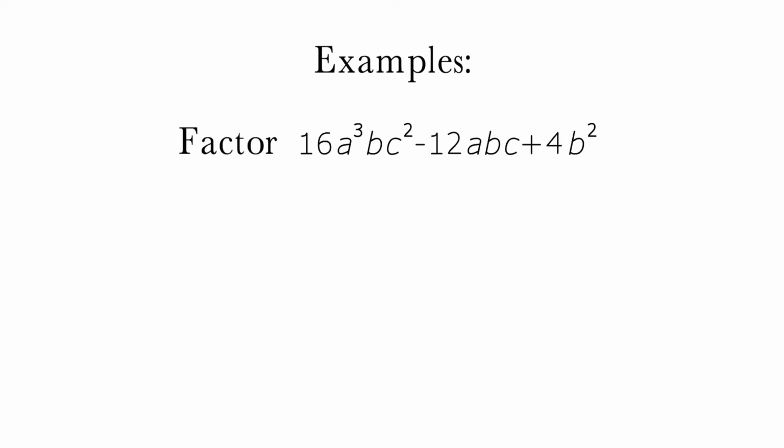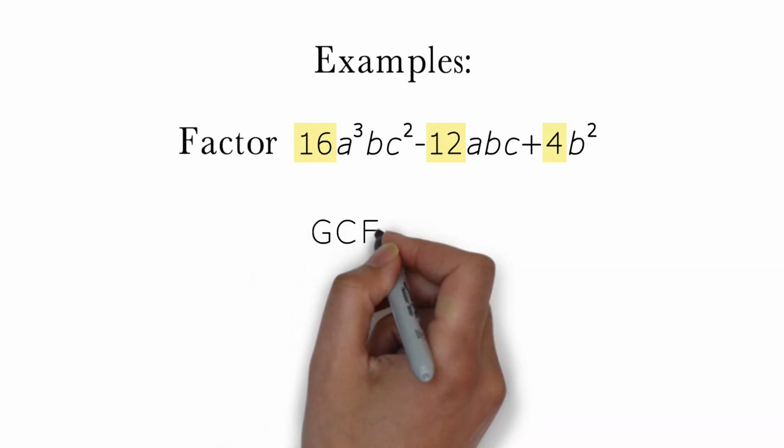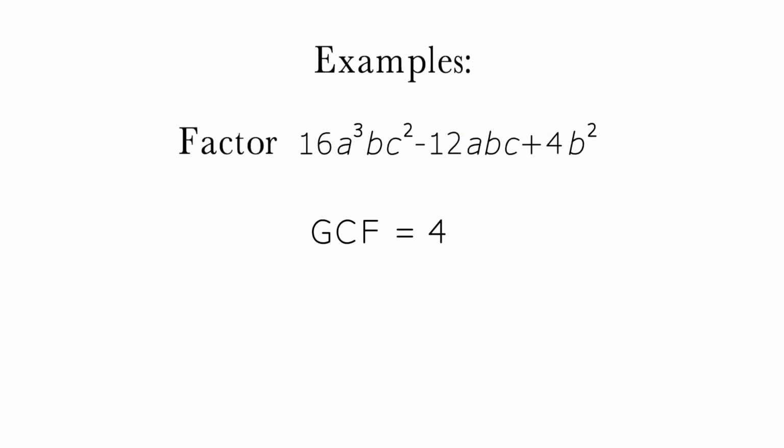Next, let's factor the expression 16a cubed bc squared minus 12abc plus 4b squared. To find the greatest common factor, let's begin by looking at the coefficient of each term. The largest number that evenly divides into 16, 12, and 4 is 4. So, our greatest common factor will contain a factor of 4. Then we look at the variables. Let's first look at the a's. The first term has an a cubed, the second term has an a, and the third term has no factors of a. Thus, the variable a is not common to each term and will not be part of the greatest common factor.